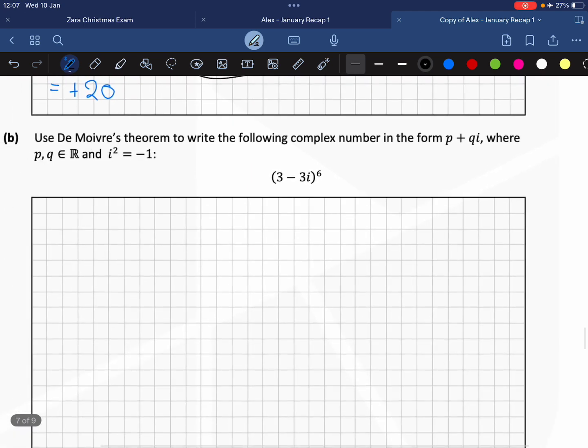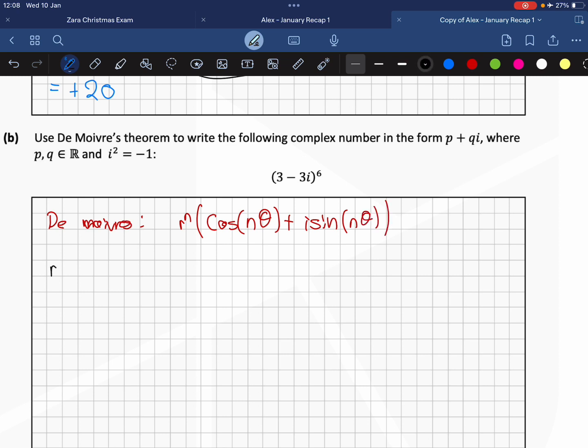Finally, it says use De Moivre's theorem to write the following complex number in the form p plus qi, where p and q are real numbers and i squared is equal to negative 1. So, how do we do this? De Moivre: we're going to have r to the n is equal to the cosine of n theta plus i sine of n theta.